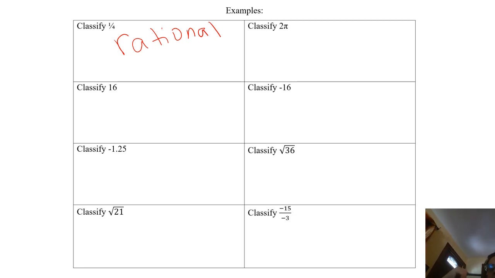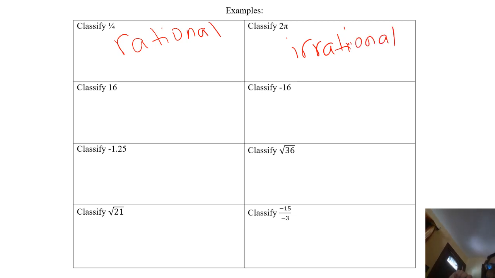Okay, classify 2π. Remember, we got to ask first, is it rational or irrational? Because if it's rational, we use our chart. Okay, we see the number pi. Does it reduce? Well, no, 2 times pi is just a bigger pi, so it still goes on forever. So pi is on the irrational side. We don't need the chart. We just stop and call it irrational.